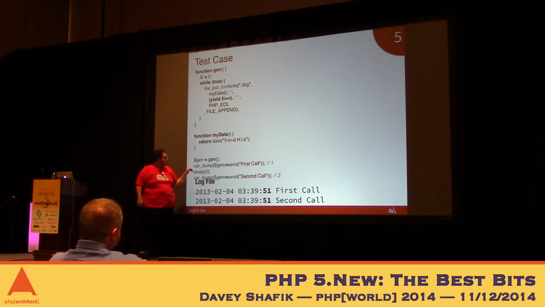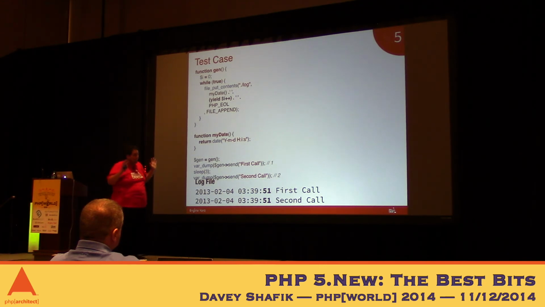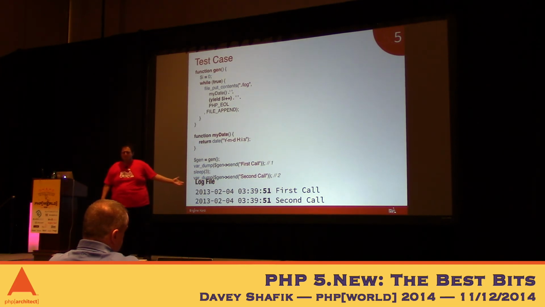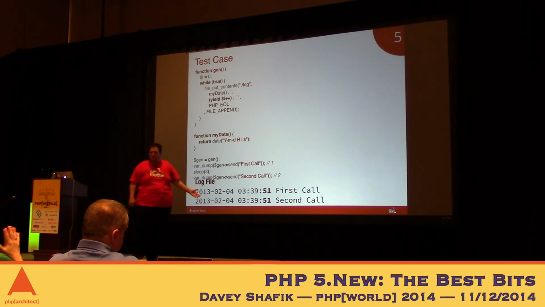So call the generator, send in the first call, sleep for 3 seconds, send in the second call. So I should have 2 log lines that are 3 seconds apart. That makes a lot of sense to me. If I read this, that would make sense to me. This is what was in my log file. You can see when I did this: February 4, 2013, 3:39 and 51 seconds. The first call happened. 3:59 and 51 seconds. The second call also happened, but there's a sleep 3 between those 2 calls. What the heck? That makes no sense to me whatsoever.